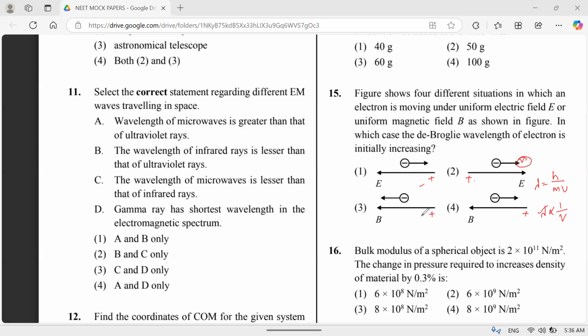Okay, a magnetic field will not exert any change on the de Broglie wavelength. Then the fourth condition, this is also a magnetic field, so that is not possible. So the only option I can write for this one is the second one.